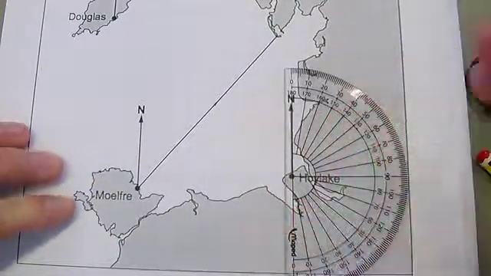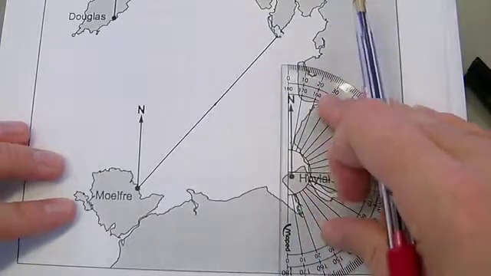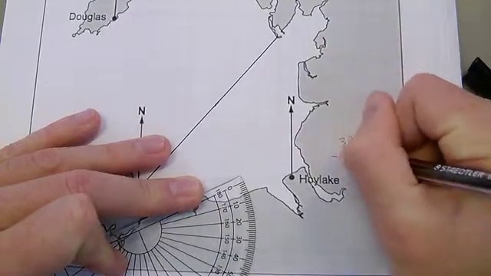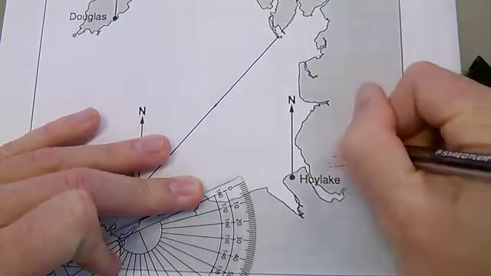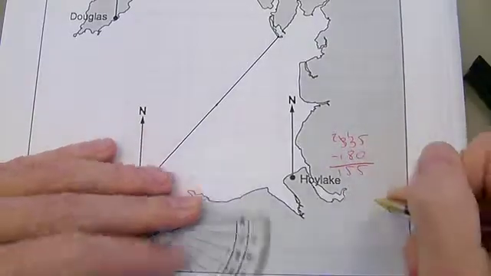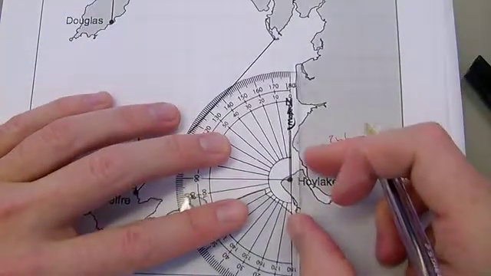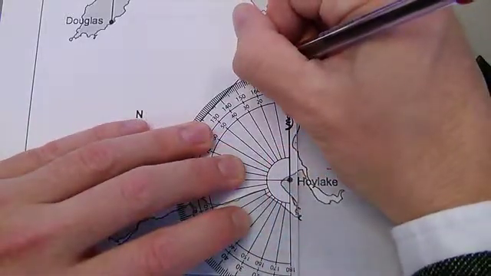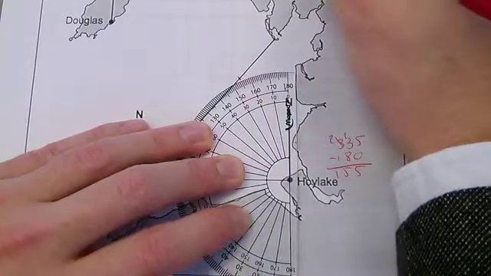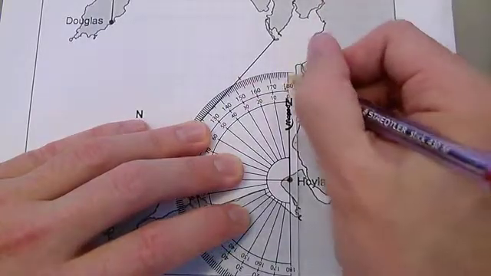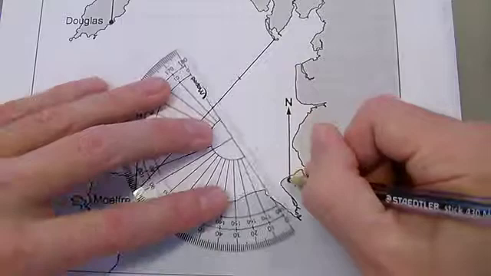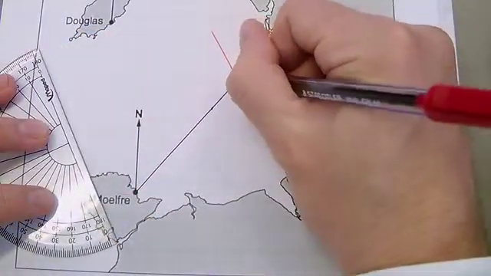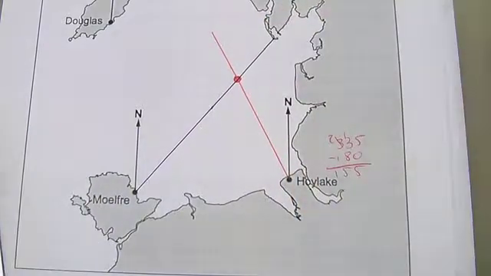Now the other one, the Hoy Lake one, 335. I've only got a 180 degree protractor, so what I need to do is say that 180 degrees is already taken up. I need to do 335 take away 180, which is 155. So now I rotate the protractor around 180 degrees, and then I'm looking for 155. Or I could have said 335 is 25 away from 360, so come 25 back. That would have also worked. I don't really need to go any further than that because where they cross is where the ship is.